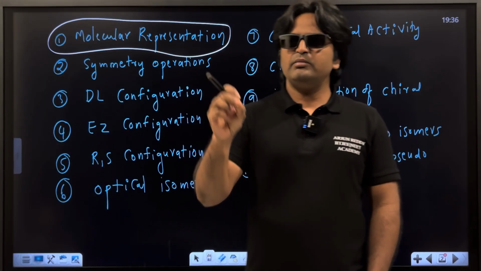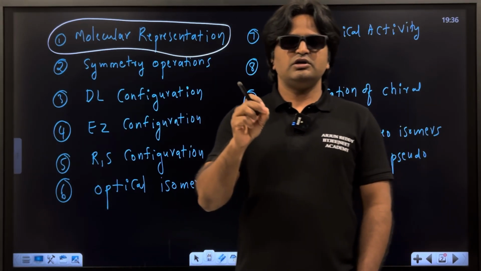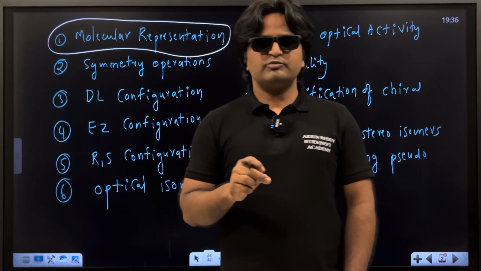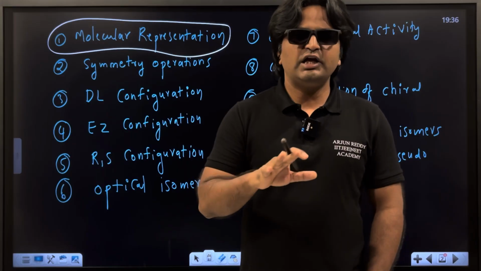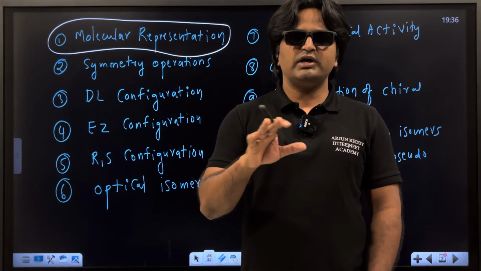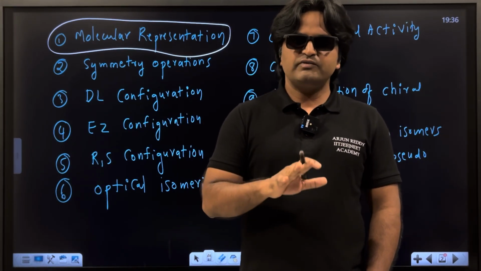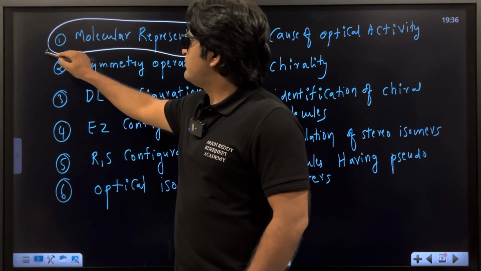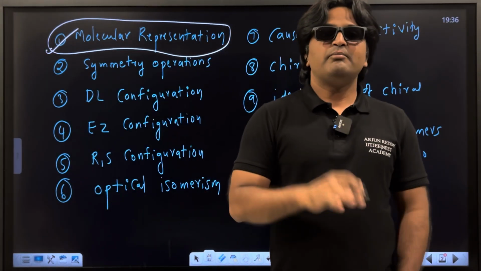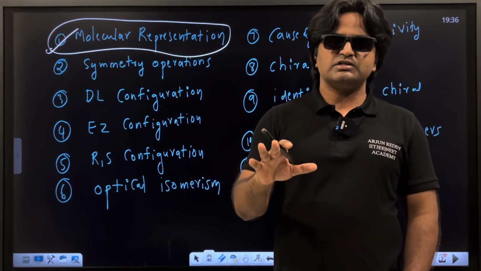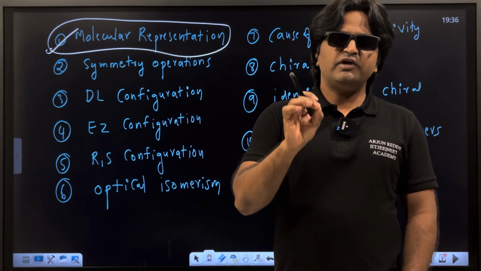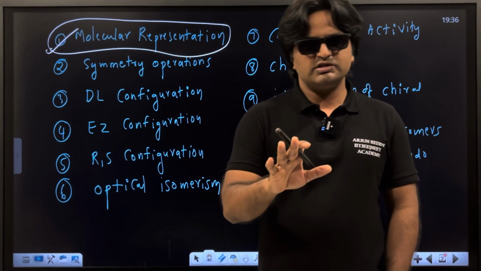You are selecting maybe either Fischer projections, Newman projections, or Sawhorse projections. Okay, so these are the different types of molecular models we are taking to understand optical isomerism. That's why first I am going to start with these molecular representations and interconversions. Now this is a basic and very important concept for optical isomerism, right?